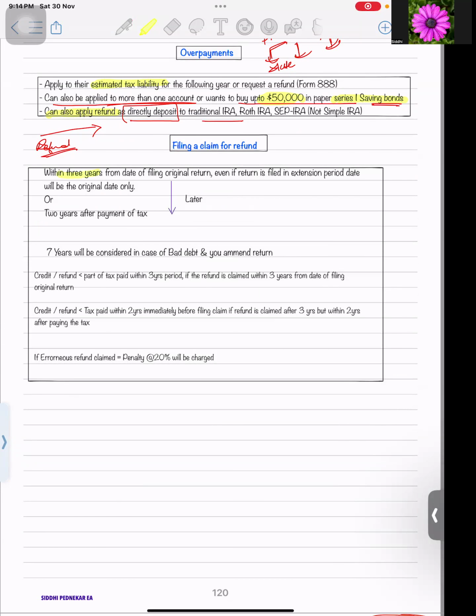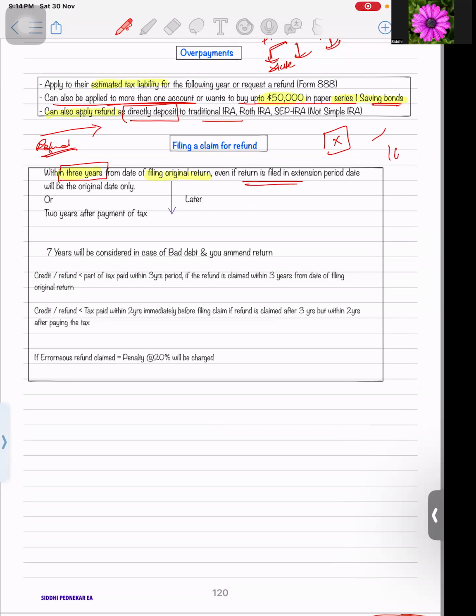Now, filing a claim for refund. Within 3 years, you have to file a claim for refund. Within 3 years from the date of filing the original return, even if the return is filed in the extension period. See, whenever you file a return, in your return itself you have to select direct deposit, and that's it. Your refund will be processed. But if you're not selecting direct deposit, but you want a paper check or something other than direct deposit, within 3 years you have an option to file a claim for refund.